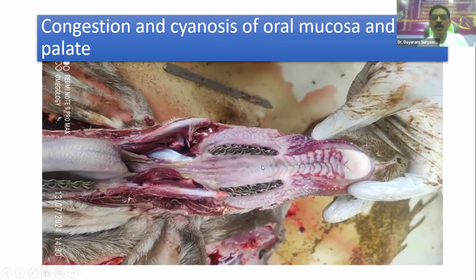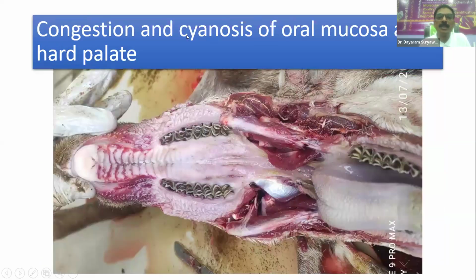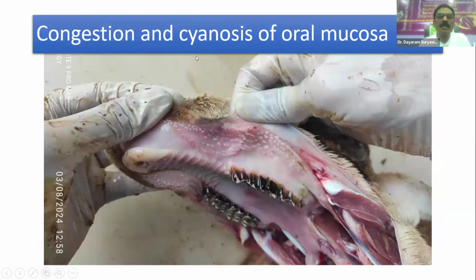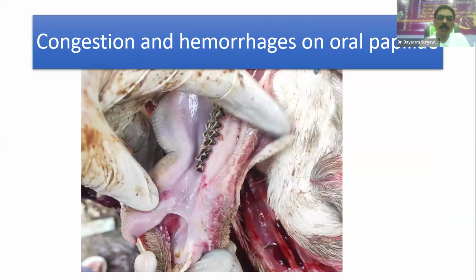Once we open the oral cavity, we can see cyanosis, congestion, erosions, and hemorrhage on these papillae. We have to observe each and every papilla carefully, so we can find this small pinpoint hemorrhage at the tip of the papillae. Congestion, cyanosis of the oral mucosa and hard palate. Here the hard palate is affected. The same thing here: congestion and cyanosis of the oral mucosa, congestion and hemorrhage on the oral papillae.